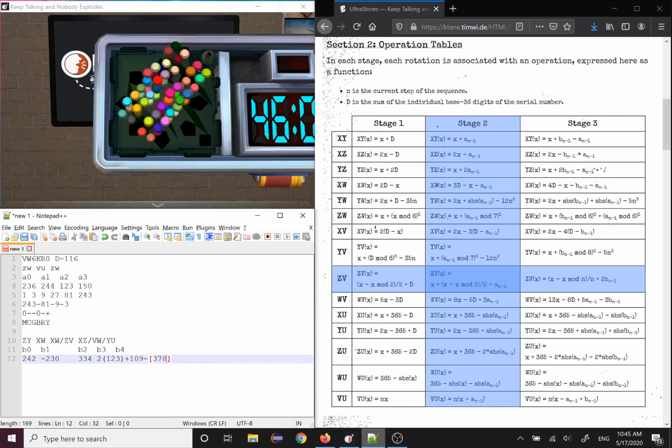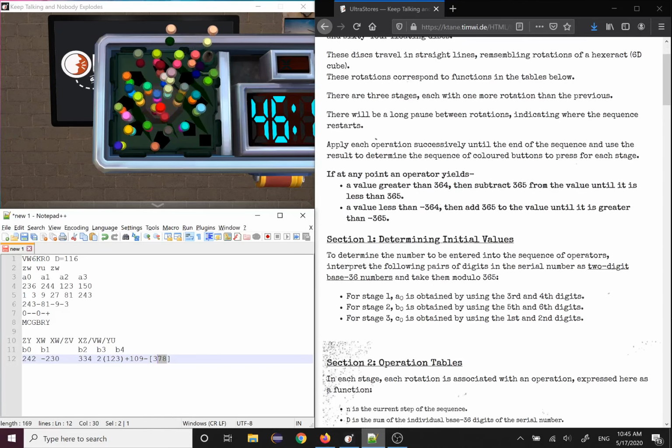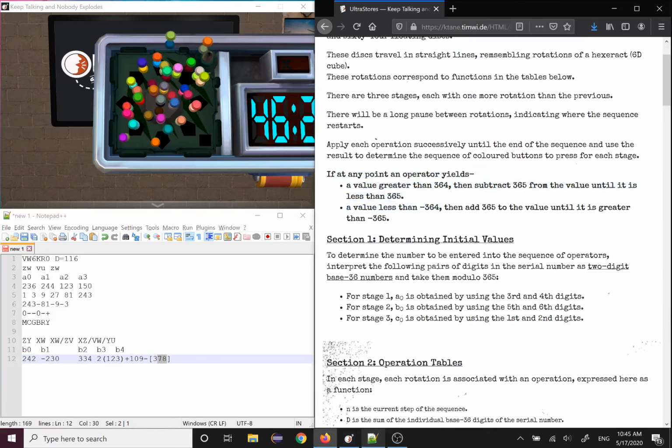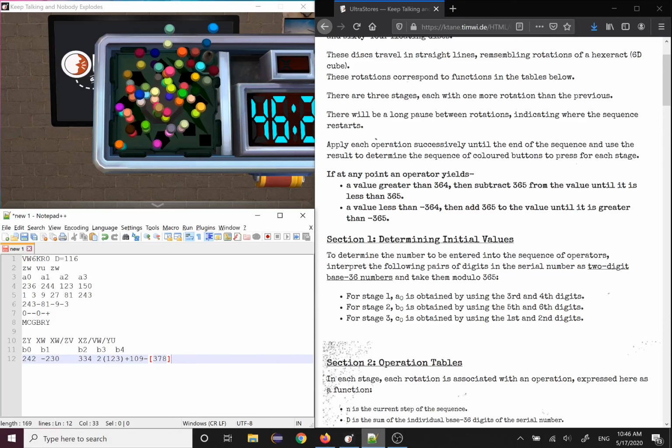And this is positive. But the main reason why I put these in square brackets is because once I have only one number left, meaning I've applied the entirety of the rotational operation and simplified it, if I have a number that is greater than 364 or less than negative 364, as in this section, then we have to subtract or add 365. This is reminiscent of Simon Stores, but this is what must be done. And so 378 is greater than 364, so we must subtract 365, which is going to equal 13.